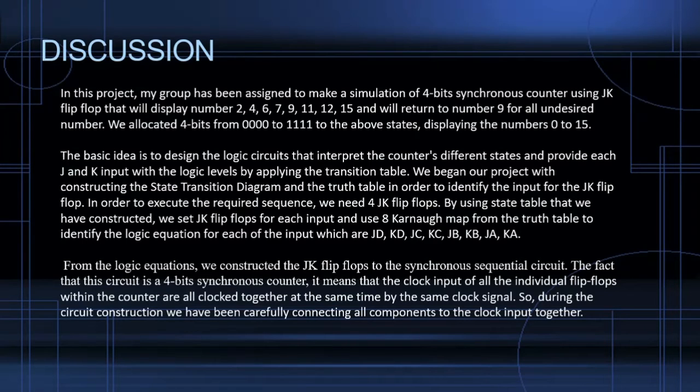By using the state table that we have constructed, we set JK flip-flops for each input and use 8 Karnaugh maps from the truth table to identify the logic equations for each of the inputs, which are JD, KD, JC, KC, JB, KB, JA, and KA. From the logic equations, we constructed the JK flip-flops to the synchronous sequential circuit.